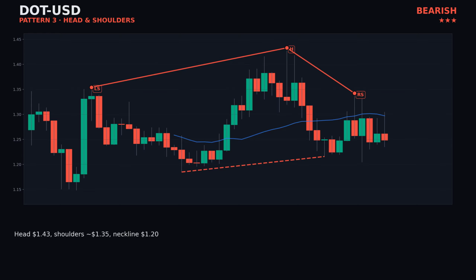Pattern number 3, this is the head and shoulders. It's a bearish formation with 3 out of 3 strength. Head 1.43, shoulders 1.35, neckline 1.20. You can see on the chart exactly where the key swings line up. That's what confirms the structure, not just my word for it. The textbook measured move projection is 22.5%. That's the typical decline once the pattern fully completes. It's a guide, not a guarantee, so we still need our SL in place.